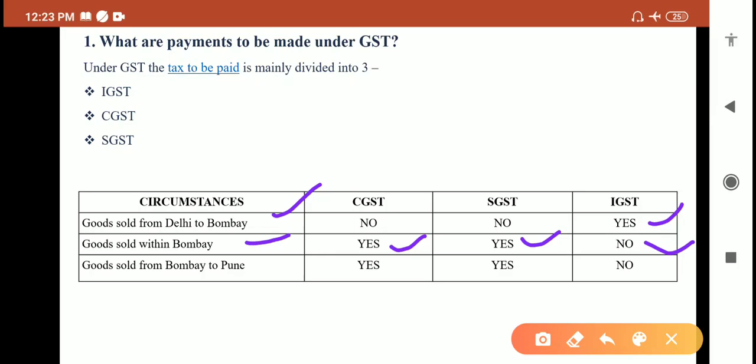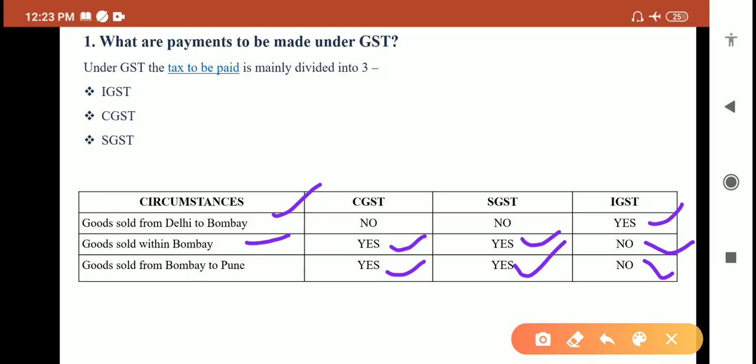Okay, and next, the last circumstance is goods sold from Bombay to Pune. Goods sold from Bombay to Pune. So here in this circumstance, CGST is applicable and SGST is applicable, but IGST is not applicable, because this is also considered to be the same. The transaction is being held within one state. So only CGST and SGST are applicable, but IGST is not applicable.